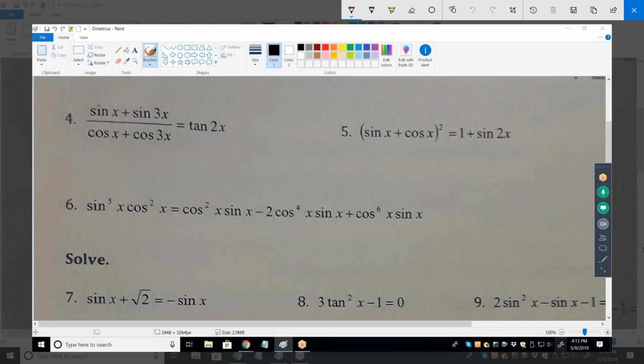It goes like this. The sine of A plus the sine of B equals 2 times the sine of (A plus B) over 2 times the cosine of (A minus B) over 2.